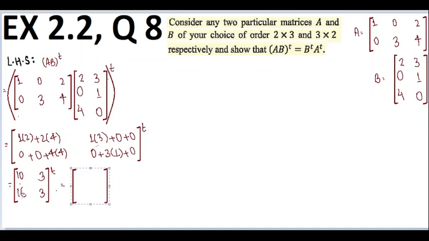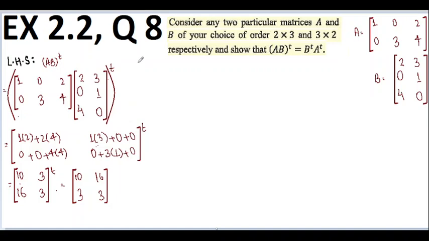The rows are 10, 3 and 16, 3. 10, 3 is the first row, which will be changed into the first column, so we are going to write it as 10 and 3. And then this is the second row, which will be changed into the second column, so 16 and 3. Now this is your answer for the left hand side.